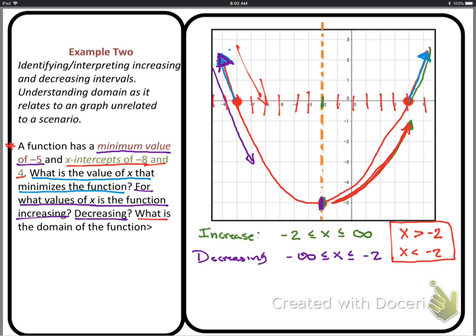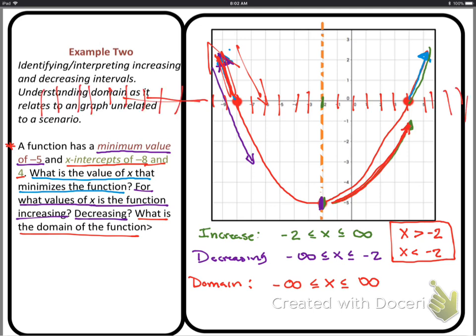The last question here: what is the domain of the function? Remember, domain is all values of x it can possibly be. This goes on from -infinity all the way to +infinity. Remember, these go on forever, so they're going to include every single one of these negatives and every single one of these positives. So our domain is from -infinity to +infinity.